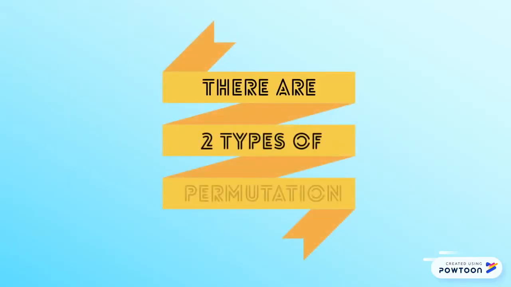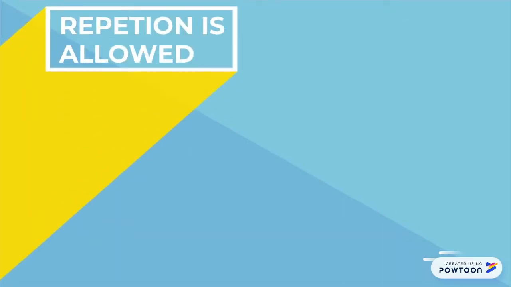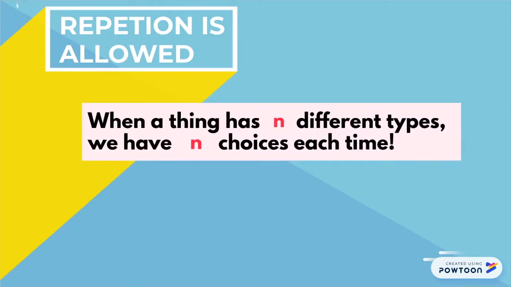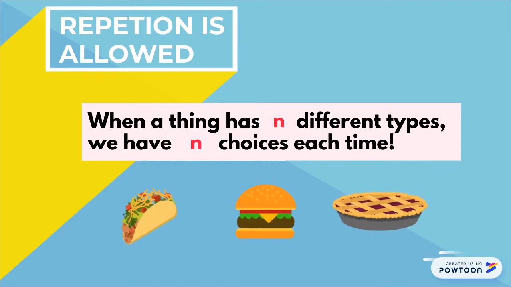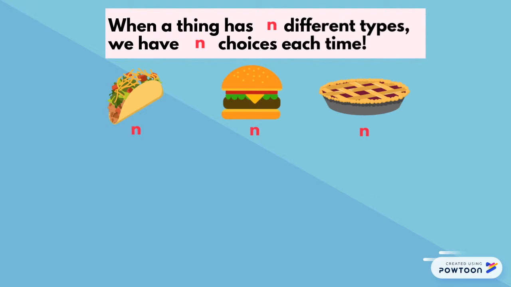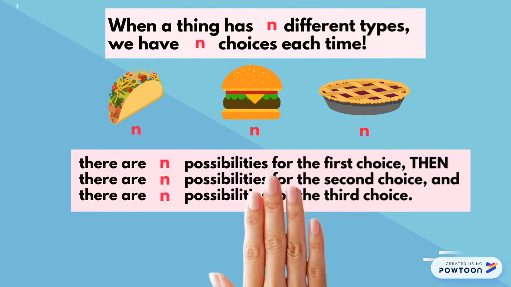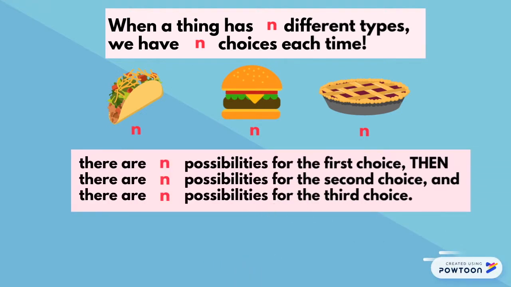There are two types of permutation. The first one is where repetition is allowed. When a thing has n different types, we have n choices each time. So for example, we have taco, hamburgers, and pie. So each of them has n choices. As I have said before, there are n possibilities in each type. So the formula for this example is given by n times n times n.